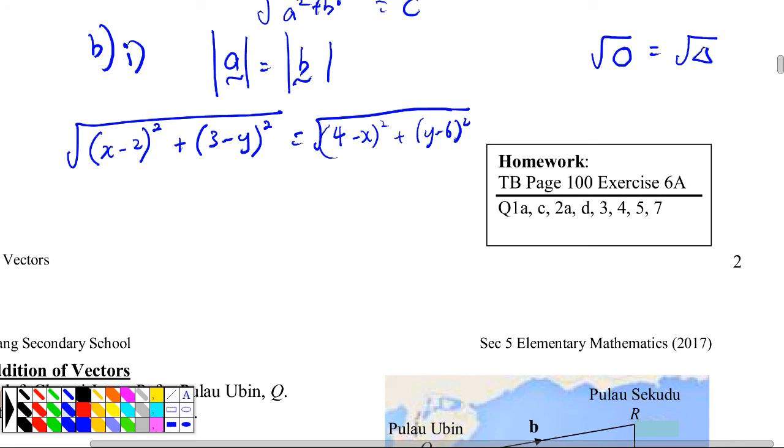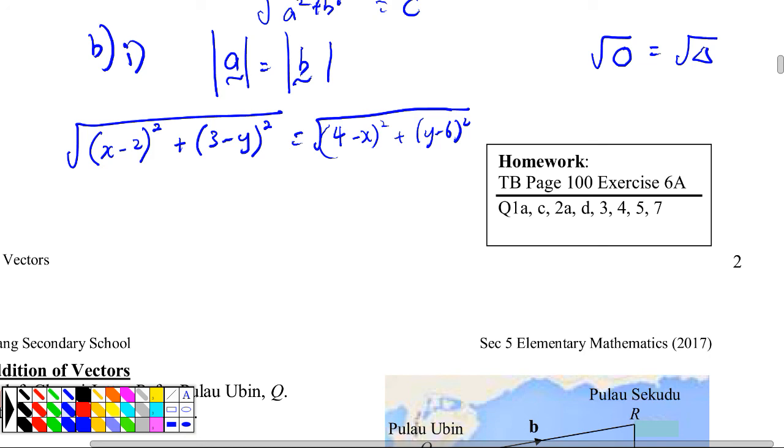Is this possible? x equals y. Is it possible? So if I have both square root, okay, if I have 3x and 3y, is x equal to y? Yes. This is one way of understanding it.